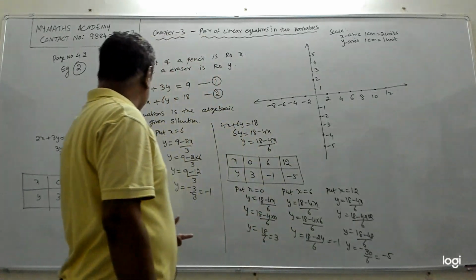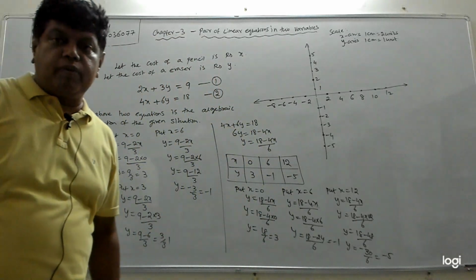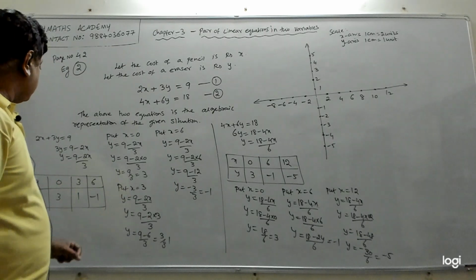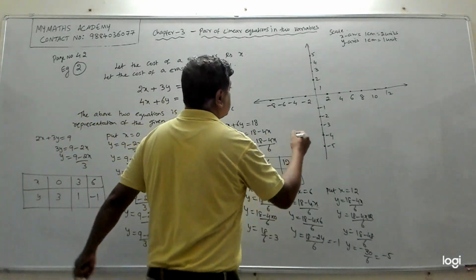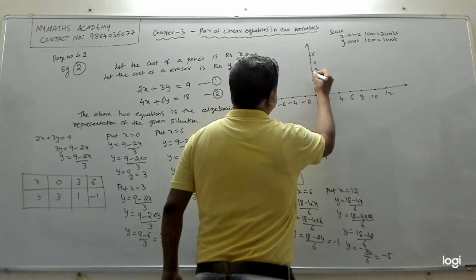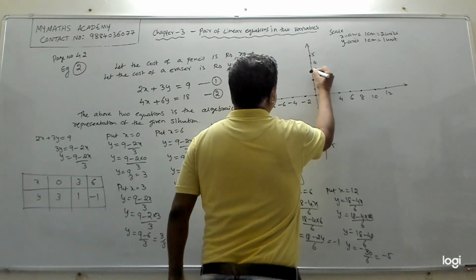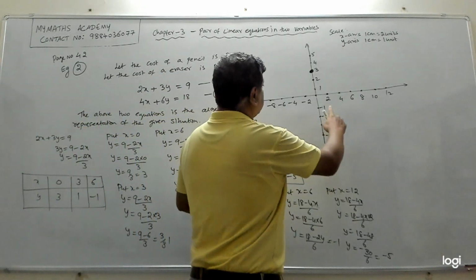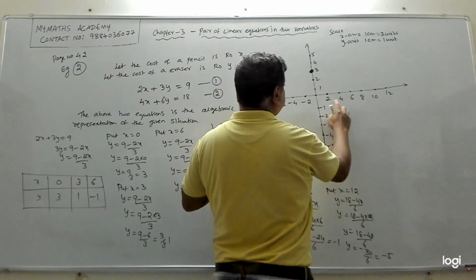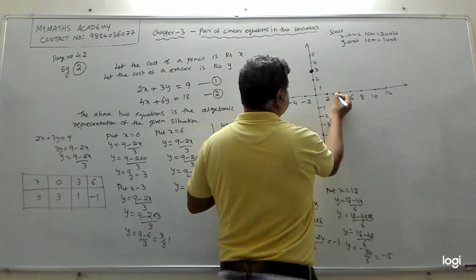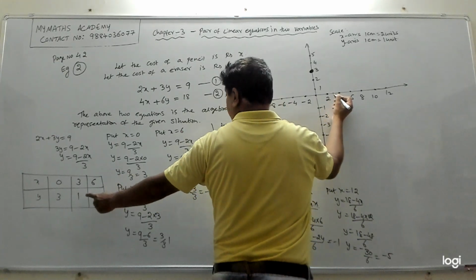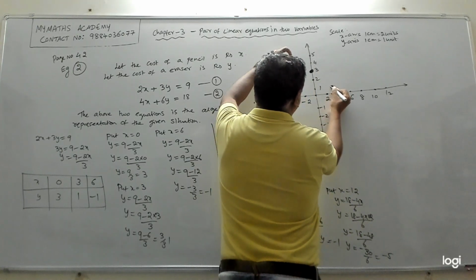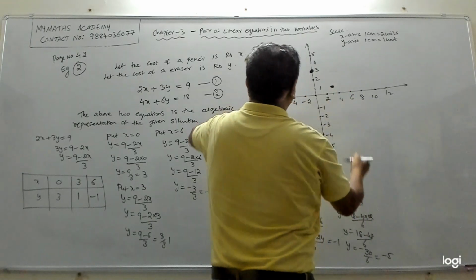Now let's plot the points. We will plot the points. Now what is the point? The point is 0, 3. First let's do 0, 3. So 0 is here, 3 is here. So this is 0, 3. Right, then 3, 1. So x is 3 and y is 1. So 3 comes between 2 and 4. So here it is 3. 3, 1. 1 is here. So 3 and 1 will meet here. This point is 3, 1.